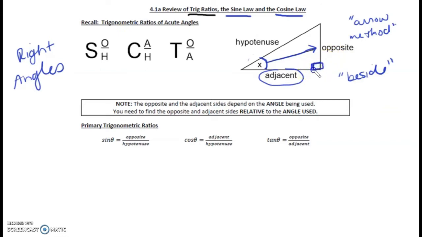They meet at the 90 degrees. And the hypotenuse, no matter what, is opposite the 90 degrees. Again, opposite, you can put an arrow through it. So hypotenuse, opposite 90 degrees.